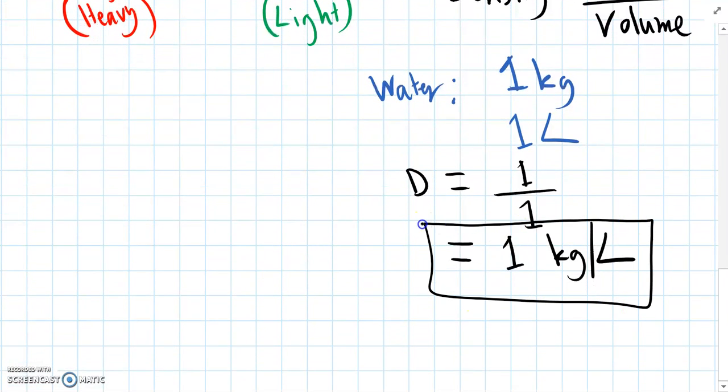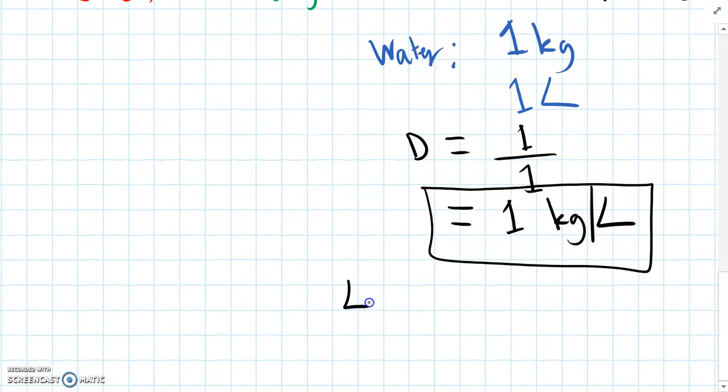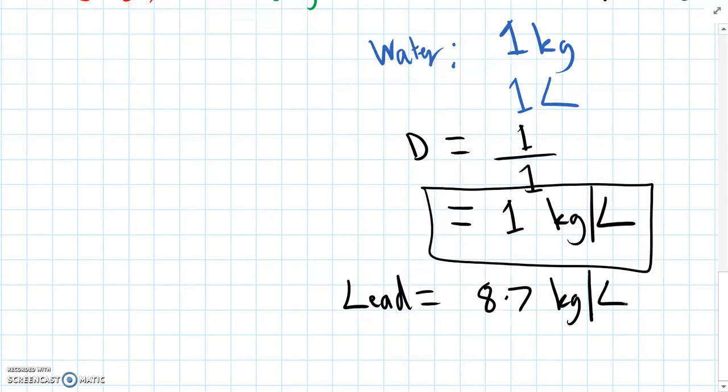And different materials, they actually have different densities. So something like lead, the really heavy metal, it has a density of 8.7 kilograms per litre. It's much heavier when you pick it up.